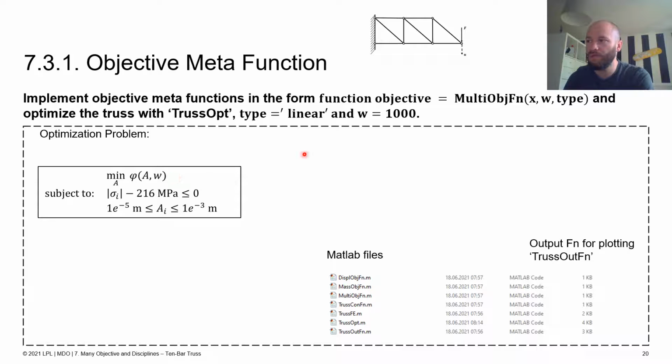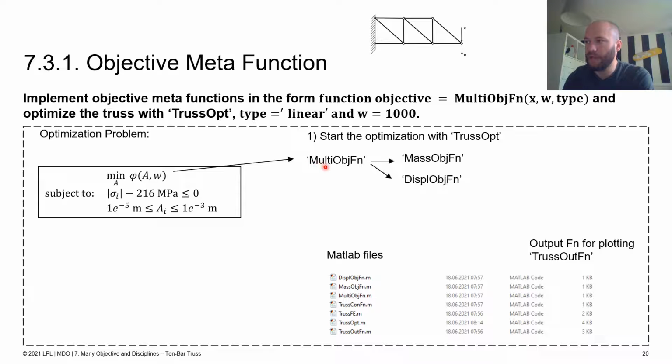So first of all, how to start the optimization problem is with our script file truss_opt, and this script file initializes the optimization problem, and afterwards we have different functions. The first one is the multi-objective function. This one is the file we will also edit within this task, and the multi-objective function then accesses 2 different quantities of interest or objective functions with a single objective, so with respect to mass and displacement.